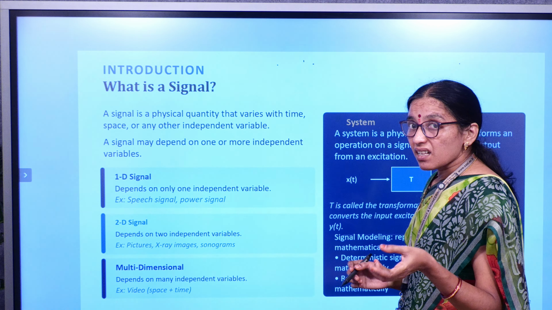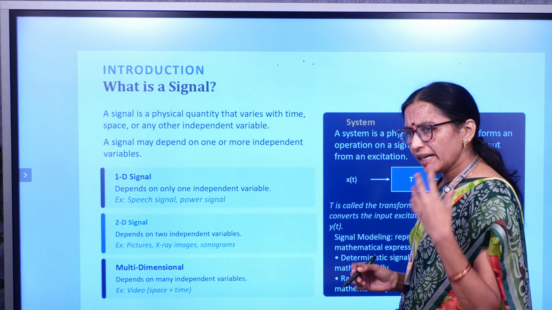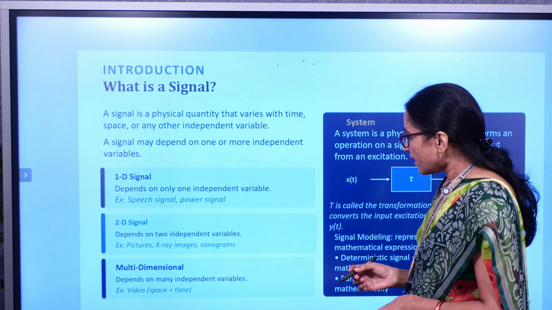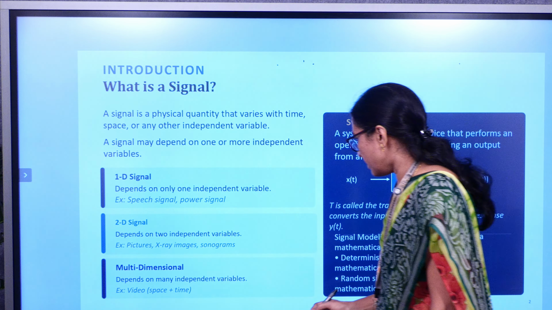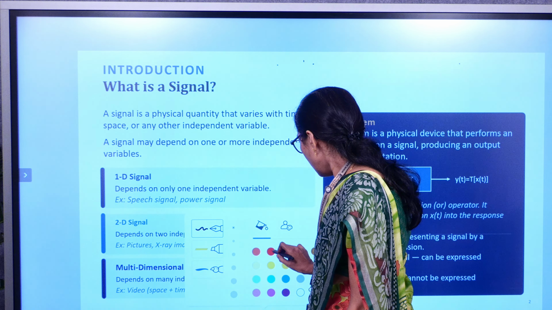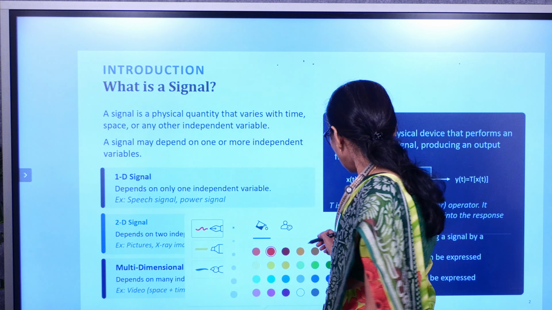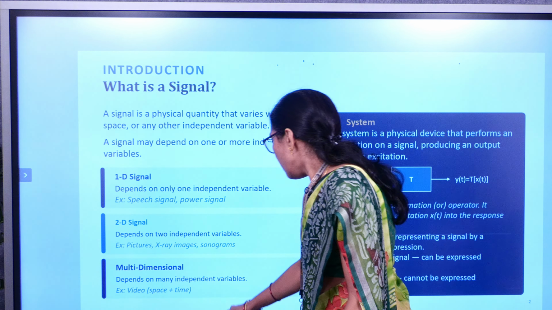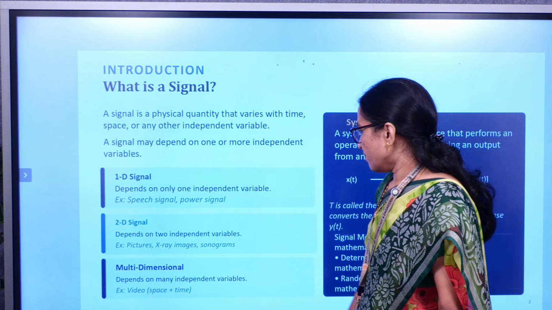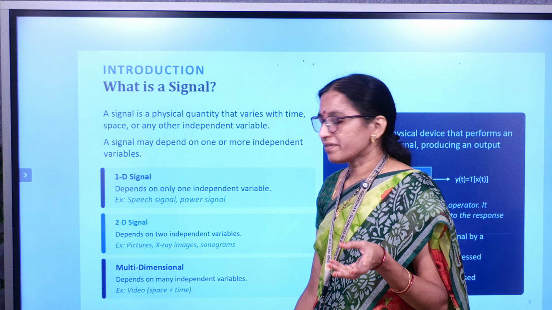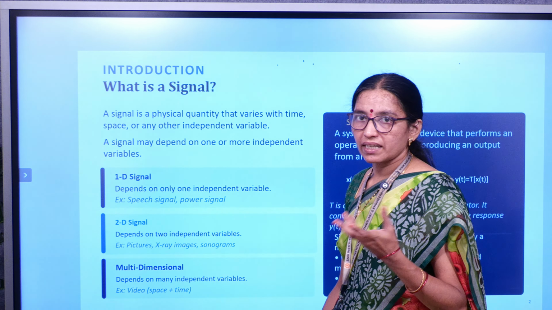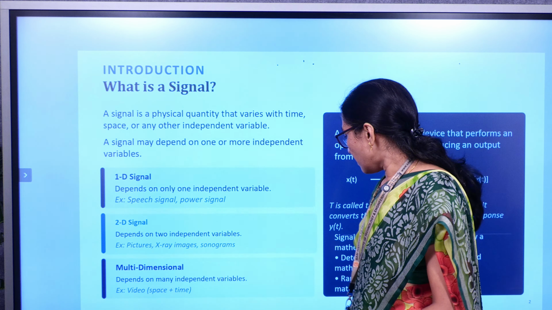If the signal depends on more than two independent variables, then that is called a multi-dimensional signal. Let us see an example of a multi-dimensional signal, like video. That consists of both space and time; it depends on space and time.